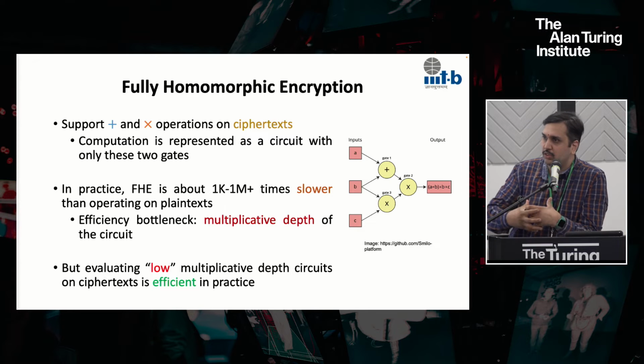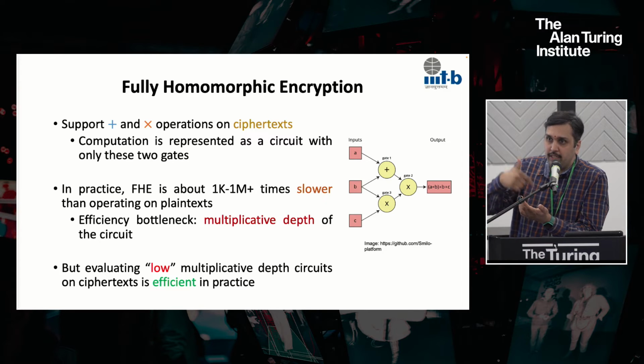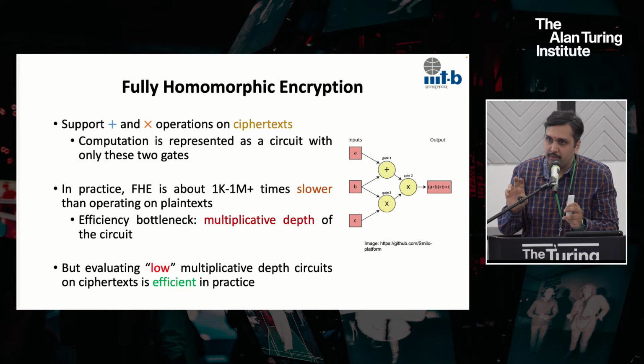This is because the ciphertext is very long to ensure security, so it becomes very, very slow. The efficiency really depends on what is called the multiplicative depth, meaning how many multiplications in series are performed. But the good news is, if you can represent your computation as a low-depth circuit, meaning the number of multiplications in series is small, then it's efficient enough for many applications.